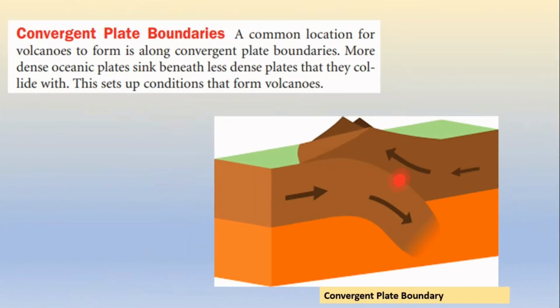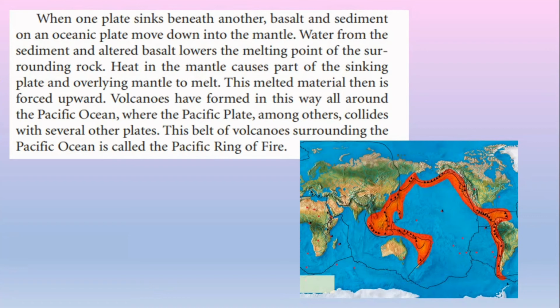Convergent plate boundaries. A common location for volcanoes to form is along convergent plate boundaries. More dense oceanic plates sink beneath less dense plates that they collide with. These set up conditions that form volcanoes. When one plate sinks beneath another, basalt and sediment on an oceanic plate move down into the mantle. Water from the sediment and altered basalt lowers the melting point of the surrounding rock. Heat in the mantle causes part of the sinking plate and overlying mantle to melt. This melted material then is forced upward.